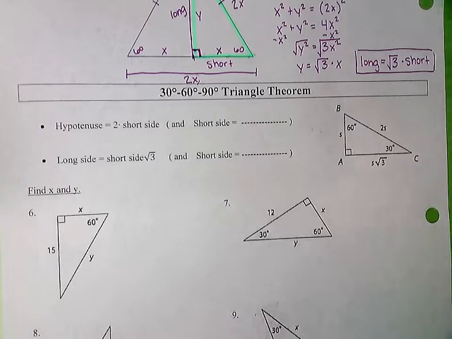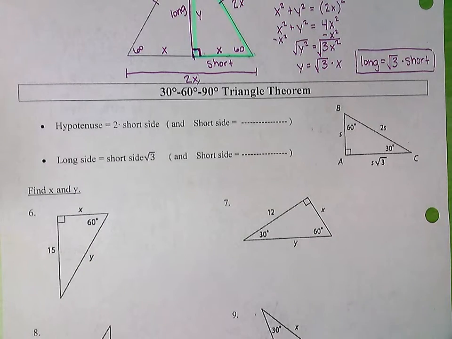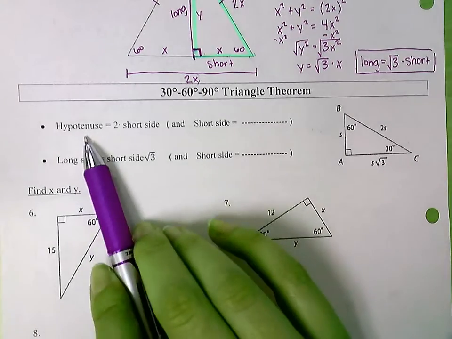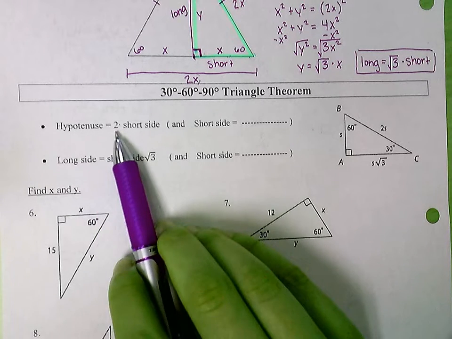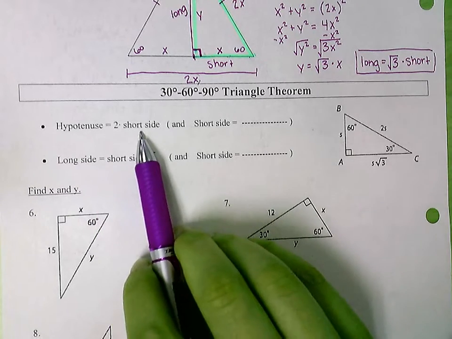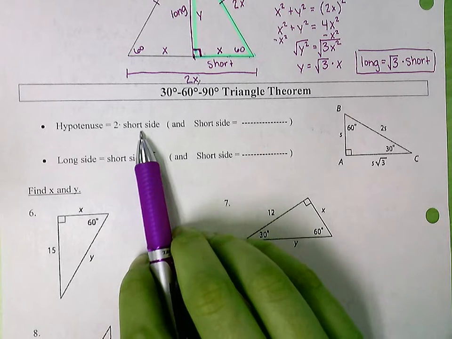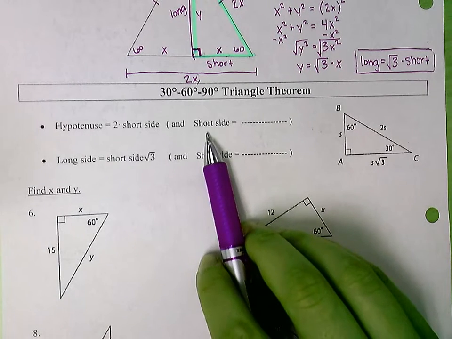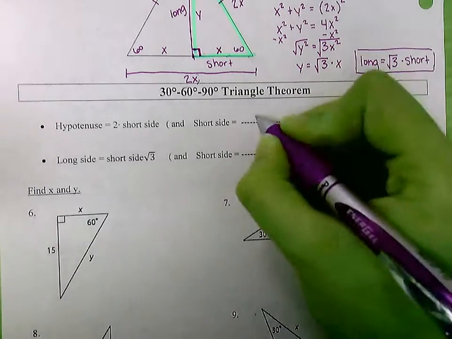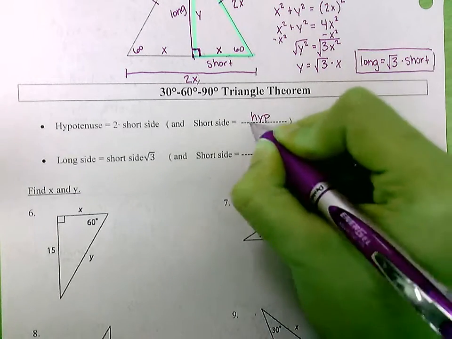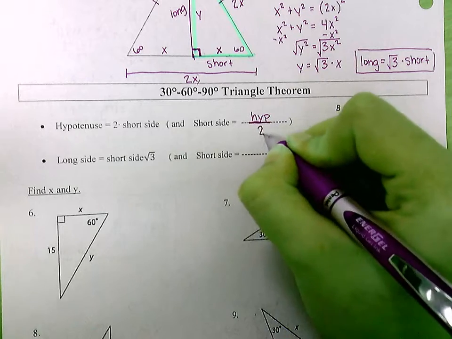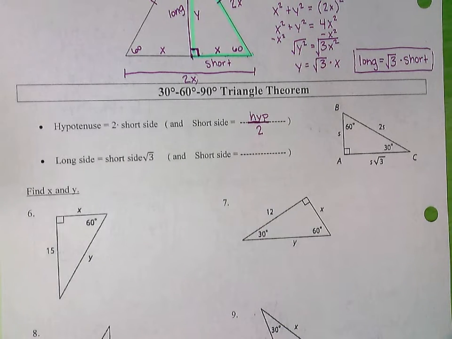So looking at these bullet points here, these are your rules. If you're looking for the hypotenuse, you're going to take 2 times the short side. And if you're looking for the short side, you're going to take the hypotenuse and divide it by 2. Okay, so there's 2 rules right there. To find your hypotenuse, you can take 2 times the short side. To find the short side, you can take the hypotenuse and divide it by 2.